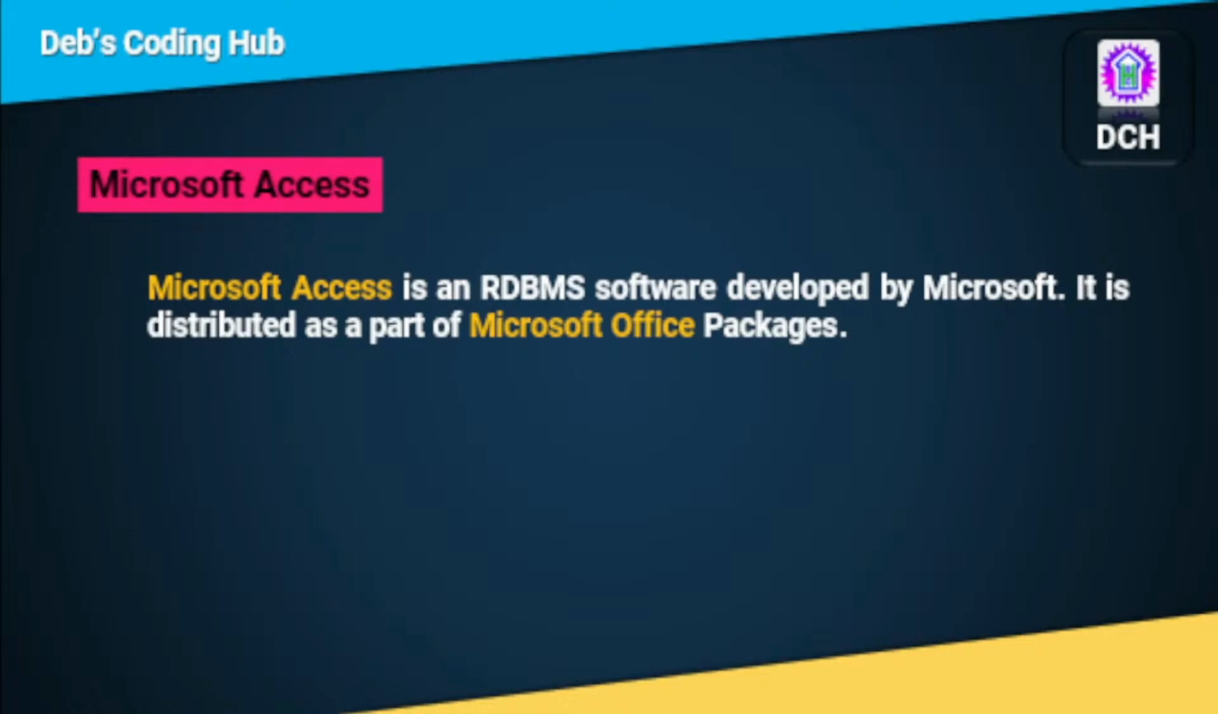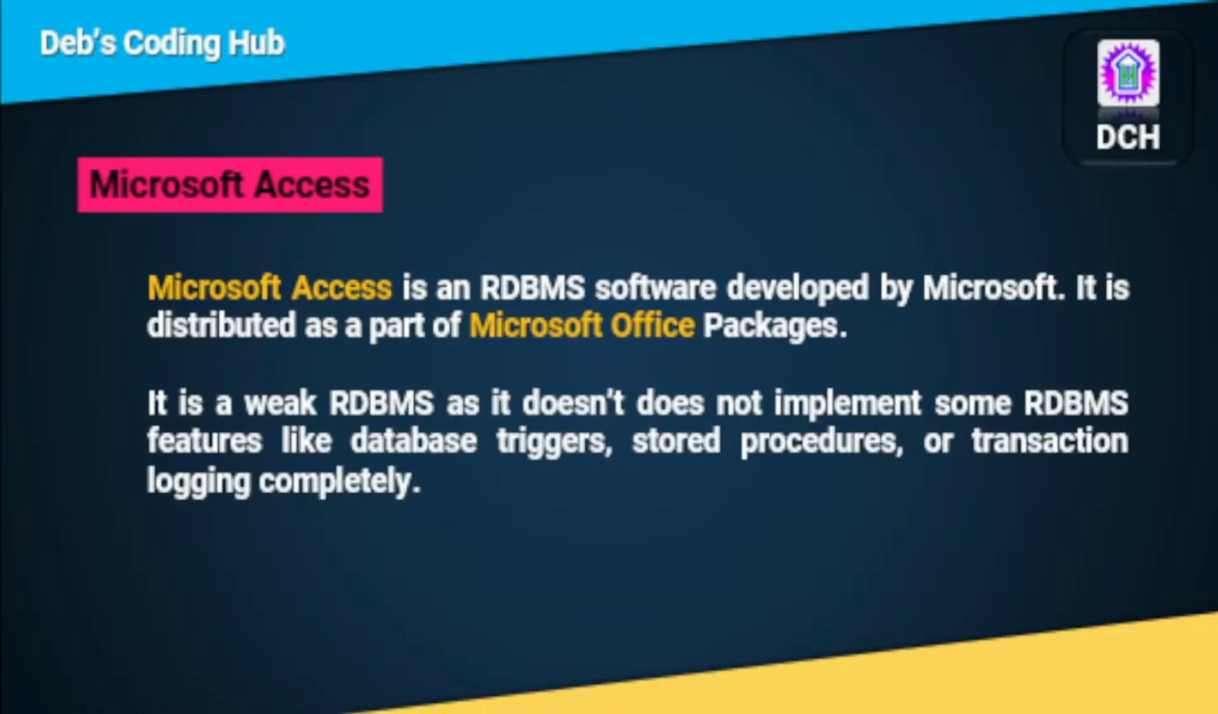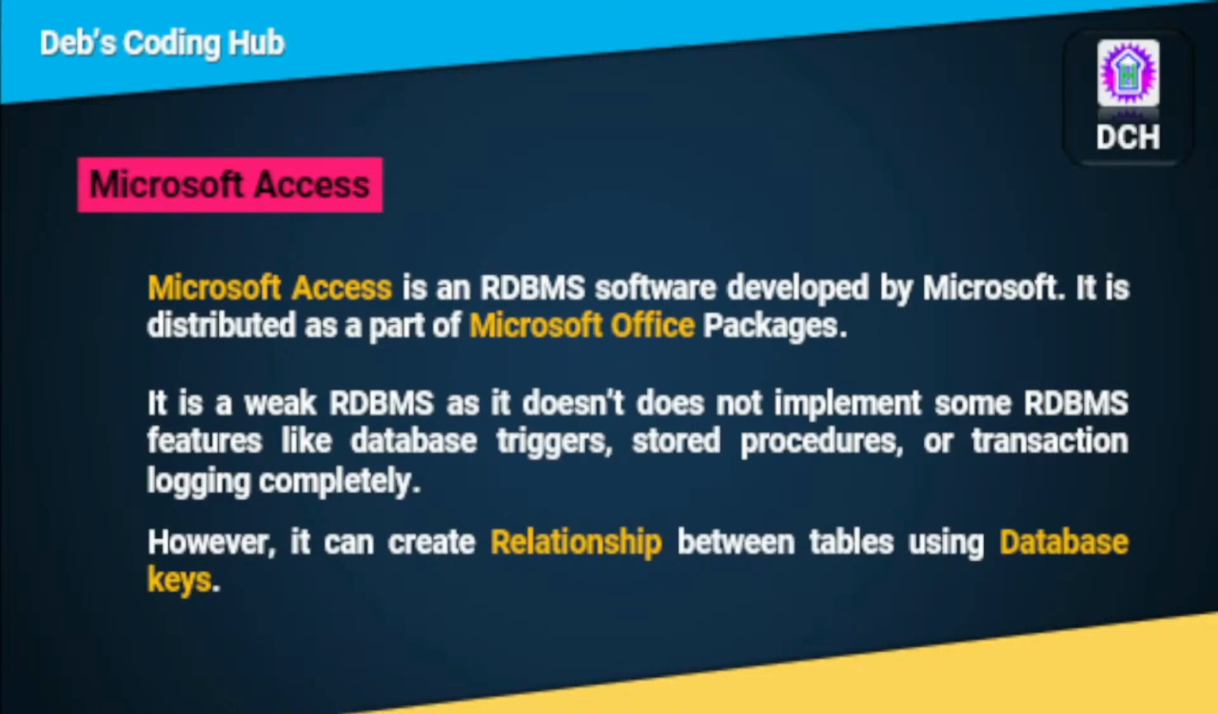Now MS Access is a weak RDBMS because it doesn't completely implement some of the RDBMS features like database triggers, stored procedures, and transaction logging. So it is a weak RDBMS software. However, it can create a relationship between the tables in a particular database using database keys. The basic thing, creating relationships between tables to fetch data from both tables, can be done in MS Access. Thus, it can be termed an RDBMS, though weak.